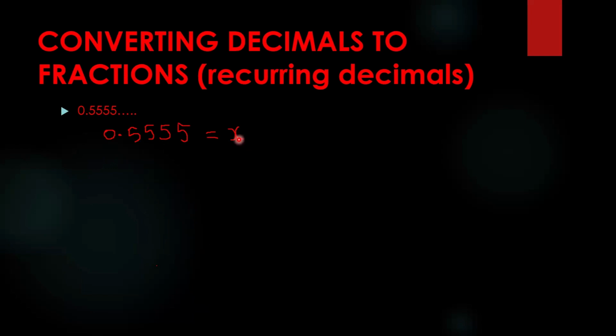I want to get a second equation. So I multiply this by 10. I multiply this side by 10 and I multiply this side by 10. So this gives me 5.5555 equals 10x. So what do I do? I simply subtract my first equation from my second equation. Don't get confused, don't worry. If I subtract the first equation from the second equation, all I am left with is 5. And if I subtract x from 10x, this x is the same thing as 1x, so it's like 10 minus 1. So what I have on this side of the equation is 9x. So my 5 equals 9x.